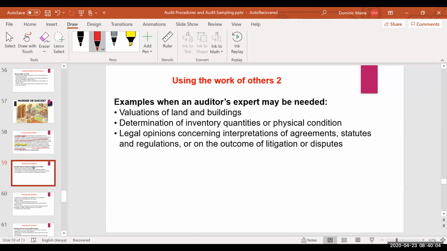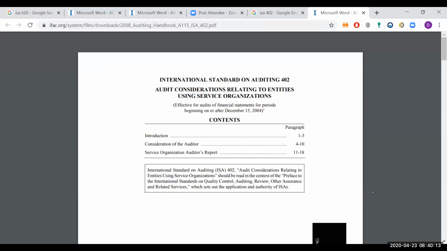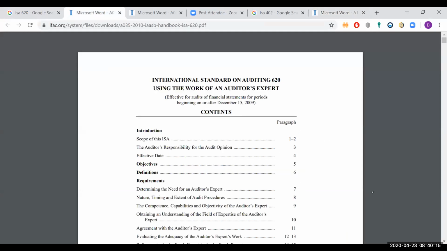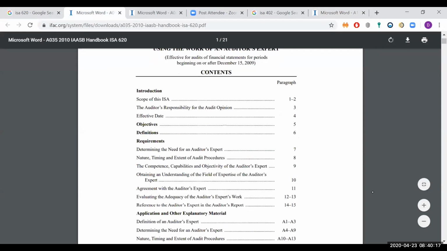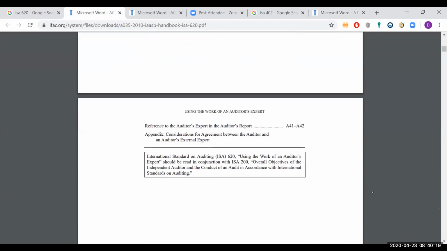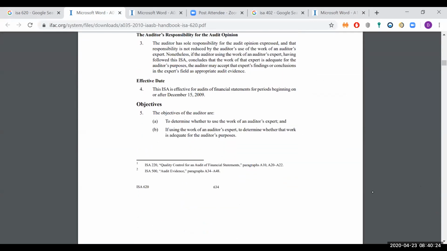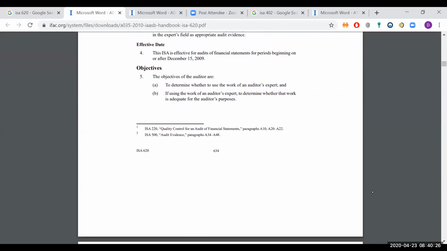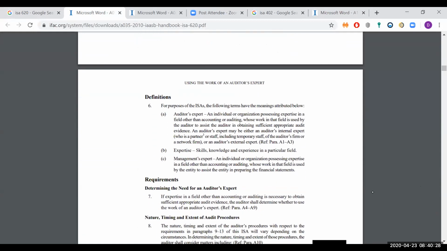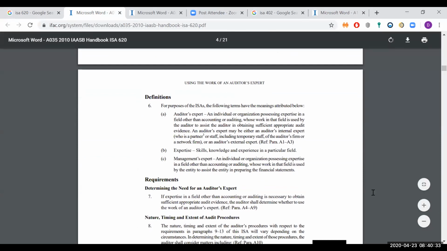Let me just refer to ISA 620. Okay, this is the ISA. As I mentioned, who is an expert?